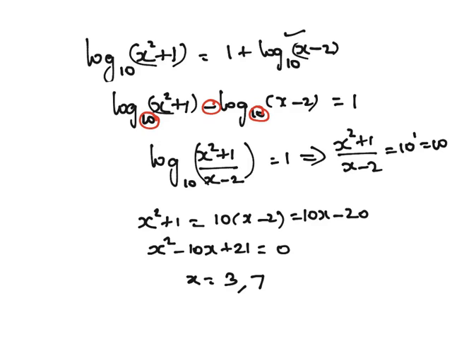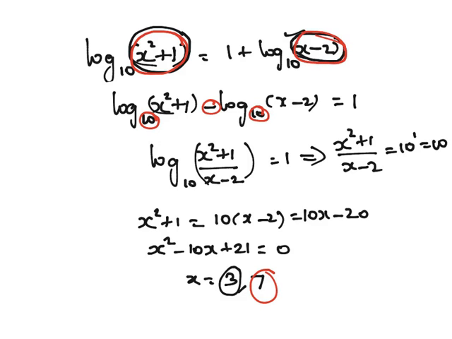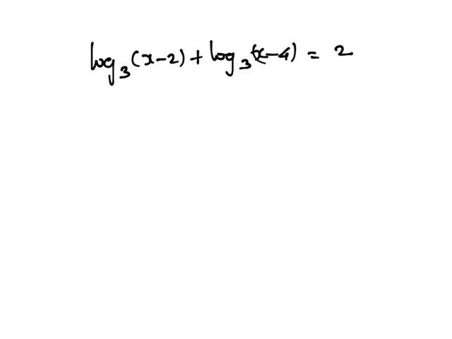Now you need to check whether it is possible. Let me take 3. Then 3 squared plus 1 inside the log base 10, not a problem. And 3 minus 2, which is 1, again not a problem. Now let me take 7. Then 7 squared plus 1 will be 50, a positive number, not an issue. Again 7 minus 2 is 5, a positive number, so not an issue. So both of them are solutions. I hope it is clear.